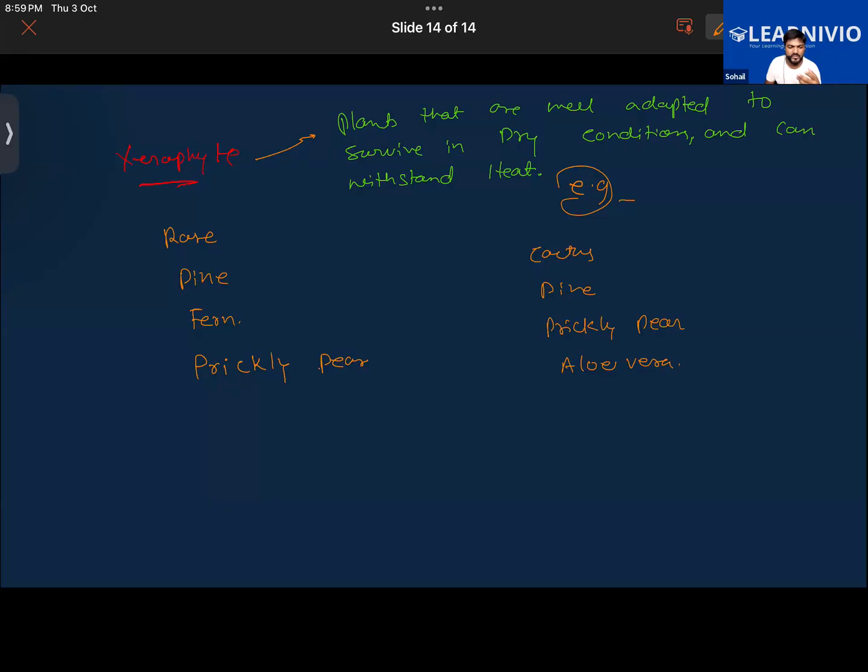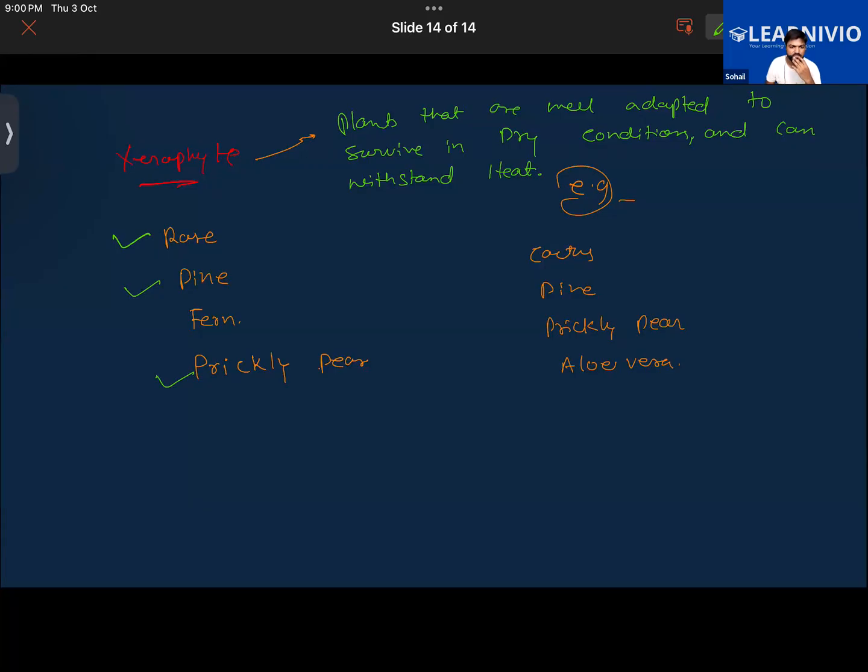Can you repeat the question? What was the question again? The question was, which of these is an example of xerophyte? So the examples of xerophyte will be the pine, prickly pear, and the rose plant. The fern, I don't think fern is an example of this. Fern will not be the correct answer.